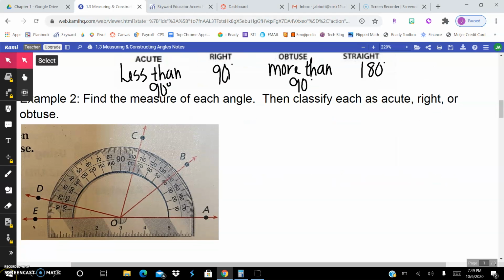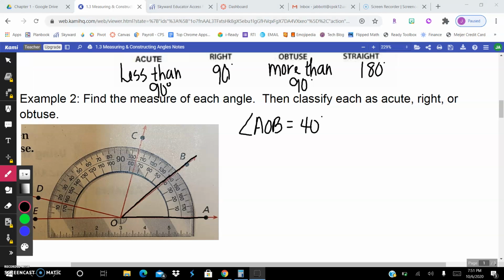Example 2 says find the measure of each angle and then classify it as acute, right, or obtuse. So it goes through that protractor at 140 degrees as well, but that would be if we were measuring on the other side, so if it was open wider. So you can see that this one is less than 90. It's smaller than a 90-degree angle, so we know we have to use that 40 degrees.